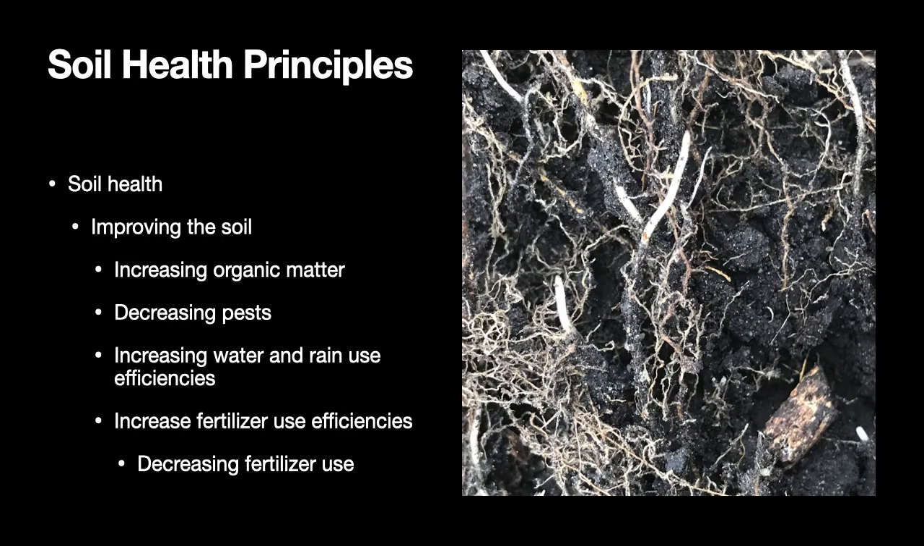Because when we come to soil health, when we start talking about improving soil, what do we actually mean? In a lot of cases, what we're trying to do is increase our organic matter. We want to get more carbon back into that soil. We want to decrease the amount of pests that we see in our fields, in our crops. We want to see an increase in our water and rain use efficiencies. So not only using that water more efficiently, but the water that hits the ground, where does it go? Does it run off or does it actually get into our soil? And we want to see an increase in fertilizer use efficiencies, which will then drive down our fertilizer use.